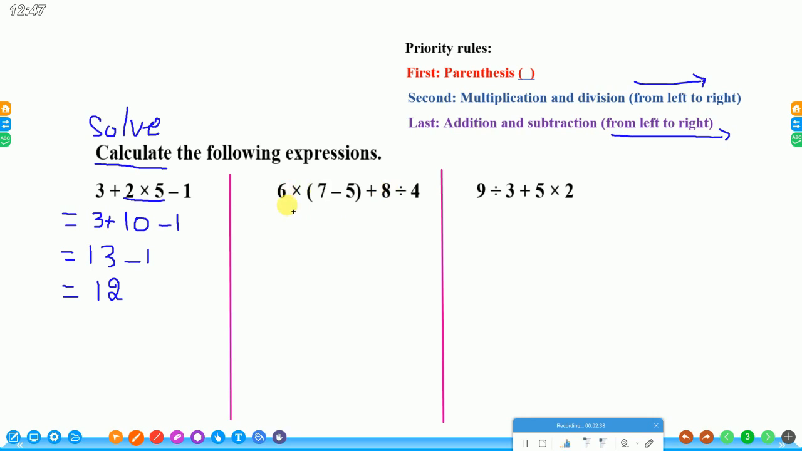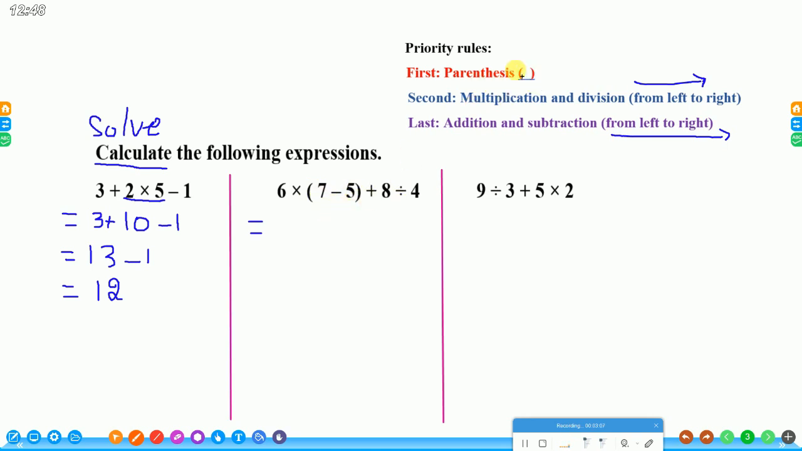Now let's solve the second operation. In the second operation, we have multiplication, parentheses, addition, and division. So the priority first is for the parentheses. Now you will tell me, but we have subtraction inside the parentheses. Yes, but addition and subtraction, we solve them first if they are not between the parentheses.